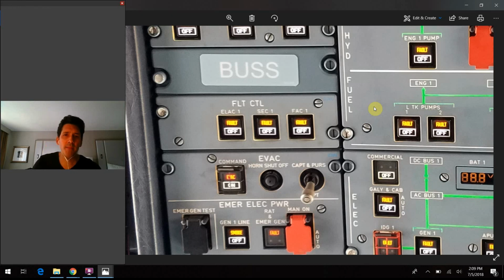That wraps up everything I had in mind to talk with you today about the flight control computers on board the airplane.